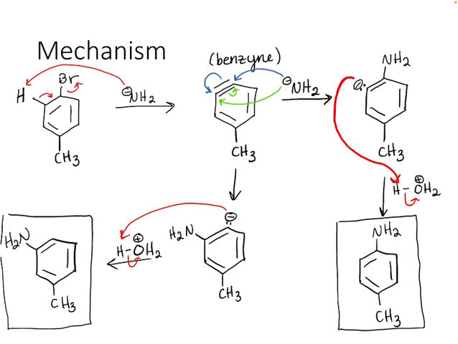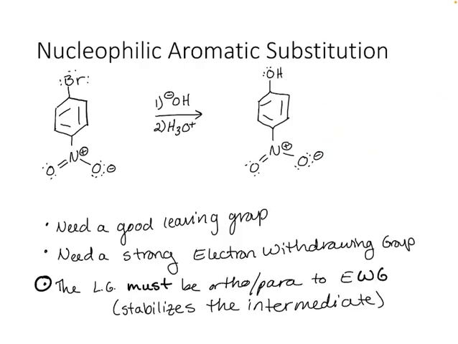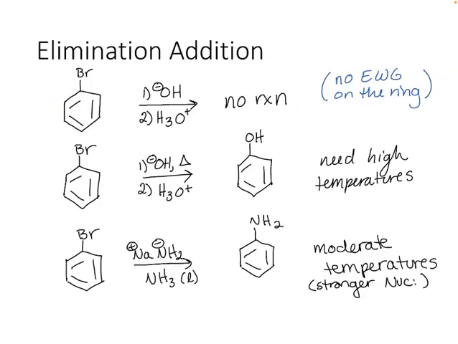So again, for nucleophilic aromatic substitution reactions, you need a good leaving group and a strong electron withdrawing group. If you don't have that strong electron withdrawing group, then you're going to have to either increase the temperature of your reaction or use a stronger nucleophile, and this will go through an entirely different reaction called elimination addition.